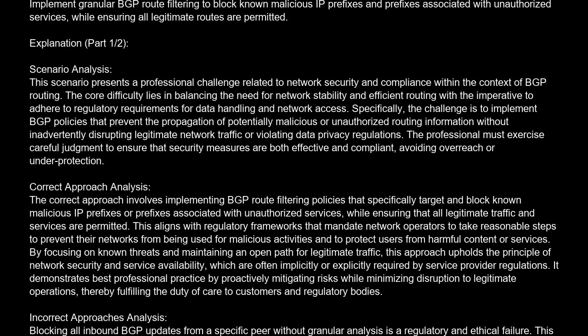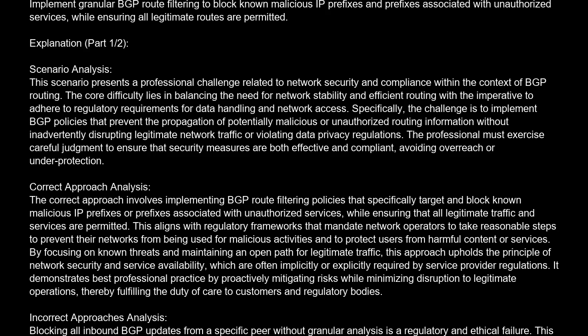Scenario analysis. This scenario presents a professional challenge related to network security and compliance within the context of BGP routing. The core difficulty lies in balancing the need for network stability and efficient routing with the imperative to adhere to regulatory requirements for data handling and network access.